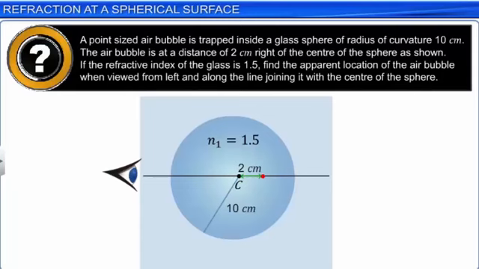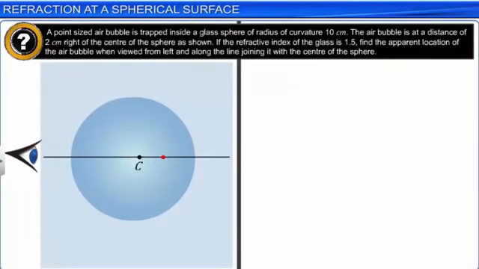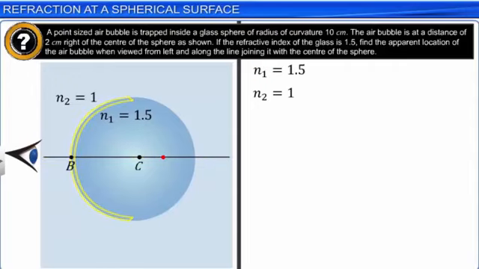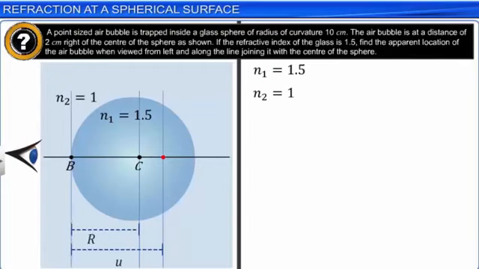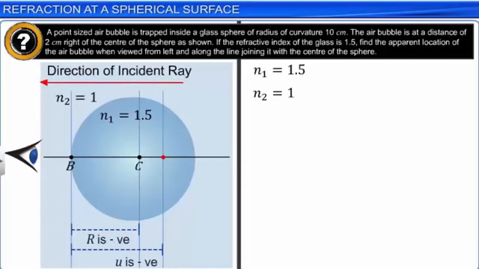Solution. The refractive index of the medium in which the point object is present, N1, is equal to 1.5. Since the other medium is air, N2 is equal to 1. Let B be the point of intersection of the principal axis and the spherical surface that lies in the direction of the viewer. All the measurements are to be made from B. Since R and U are measured in a direction opposite to the direction of the incident light, they are negative. Therefore, R is equal to -10 and U is equal to -12.